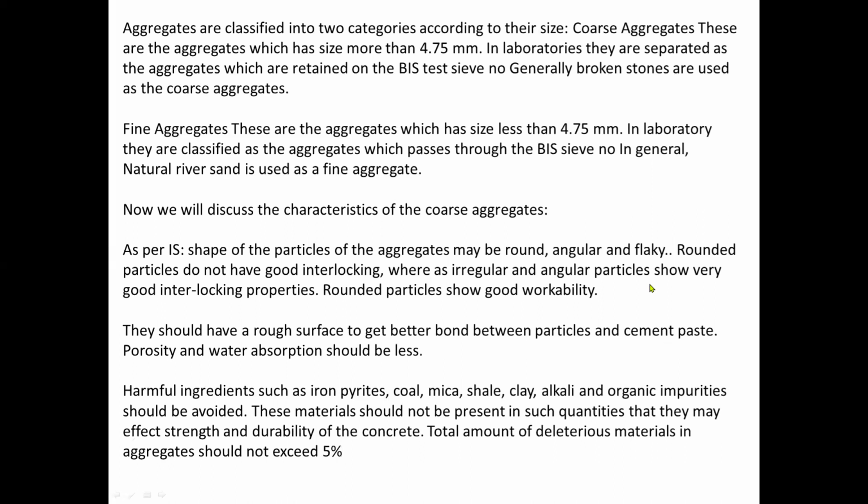Harmful ingredients such as iron, iron pyrites, coal, mica, shale, clay, alkali, and organic impurities should be avoided. These materials should not be present in such quantities that they may affect strength and durability of the concrete. Total amount of deleterious materials in aggregate should not exceed 5%.